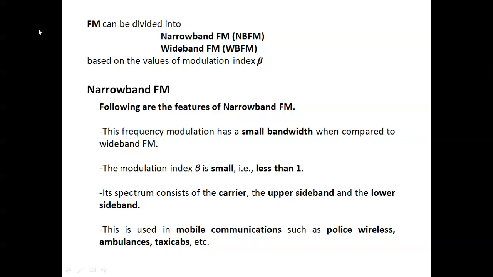So, the following are the features of narrowband FM: the frequency deviations are small, and the bandwidth is small compared to wideband FM. The modulation index beta is small, less than one. The spectrum consists of the carrier, the upper sideband and the lower sideband. It is used in mobile communication such as police wireless, ambulance, taxi cab, etc.